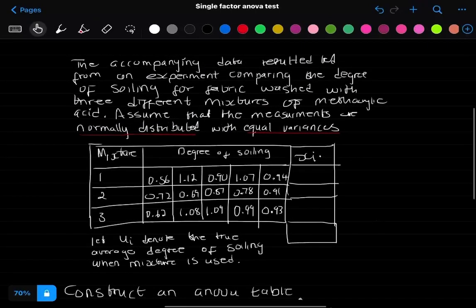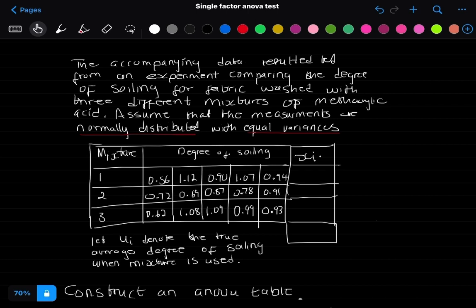Hello guys, today I want to show you how to effectively deal with single factor ANOVA test. Now let's say the accompanying data resulted from an experiment comparing the degree of soiling from fabric washed with three different mixtures of methacrylic acid. Now assume that the measurements are normally distributed with equal variances.